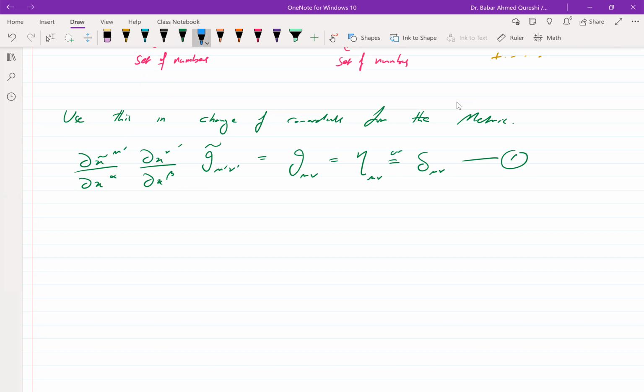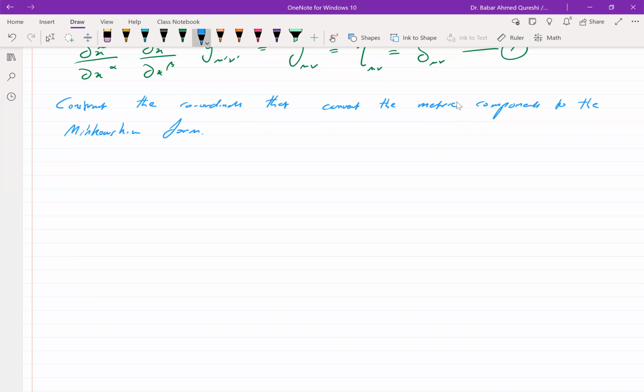And how do I construct? So construct the coordinates that convert the metric components to the Minkowskian form. And how do I construct? Construct using the Taylor expansion.